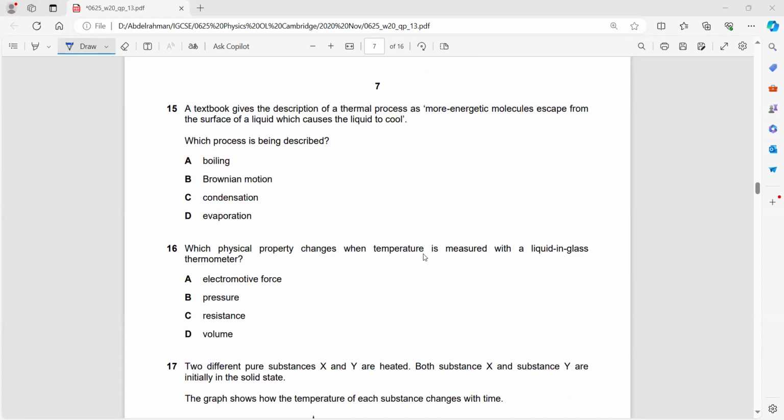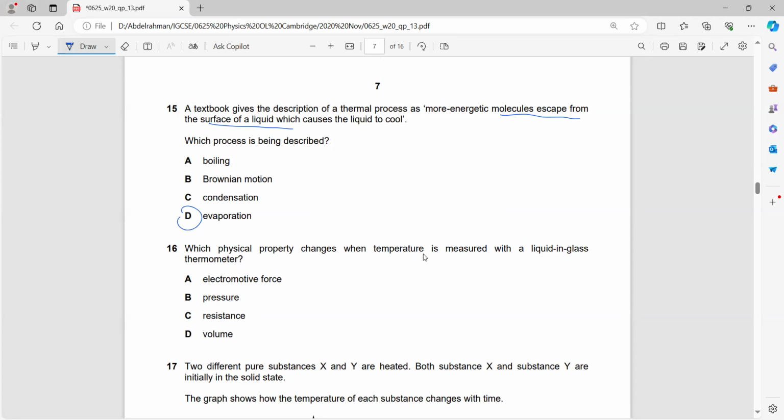The textbook gives the description of a thermal process. The more energetic molecules escape from the surface of a liquid. What is this process? This is a very easy one. When they escape from the surface of the liquid, it's definitely called evaporation.